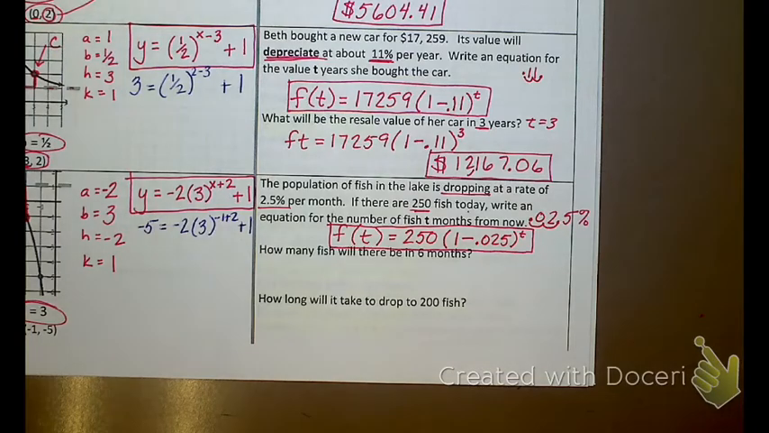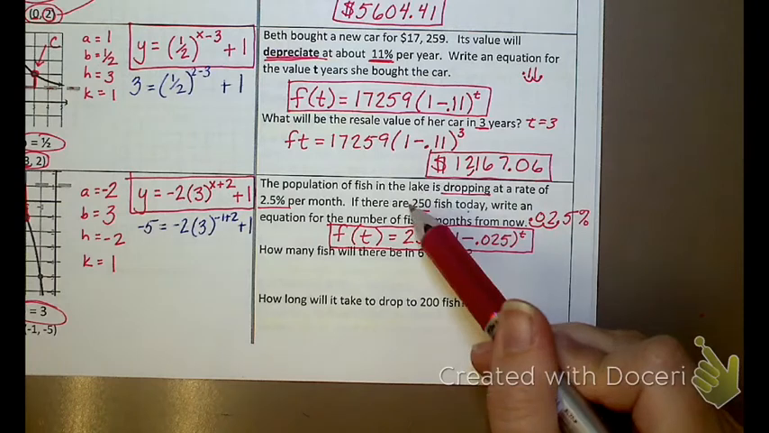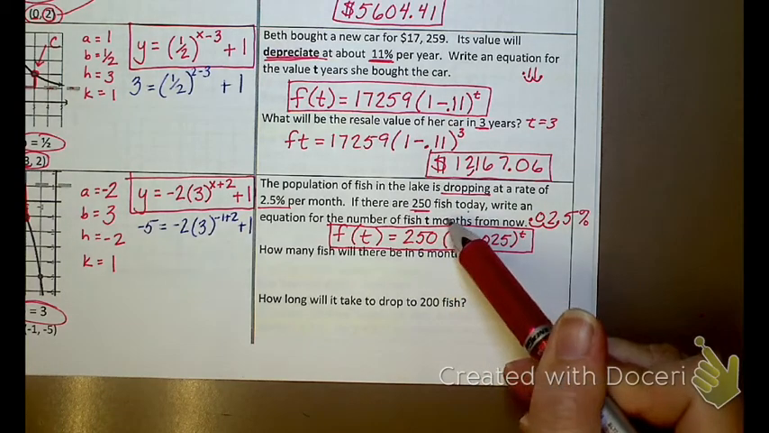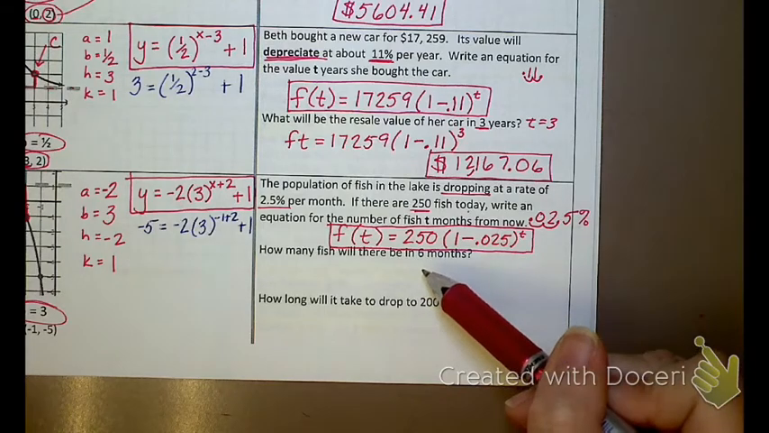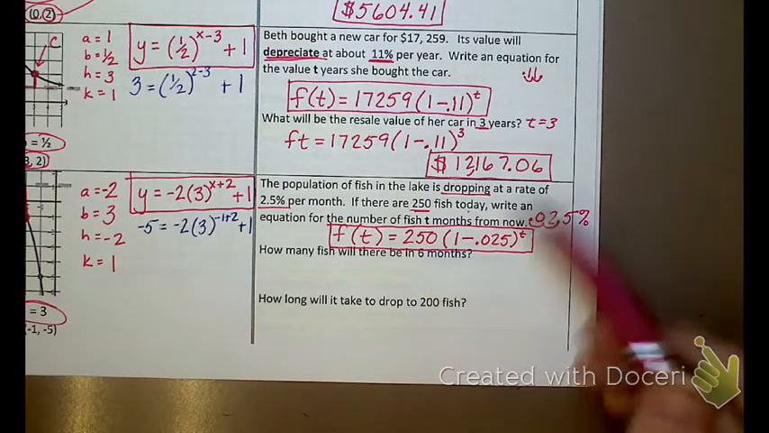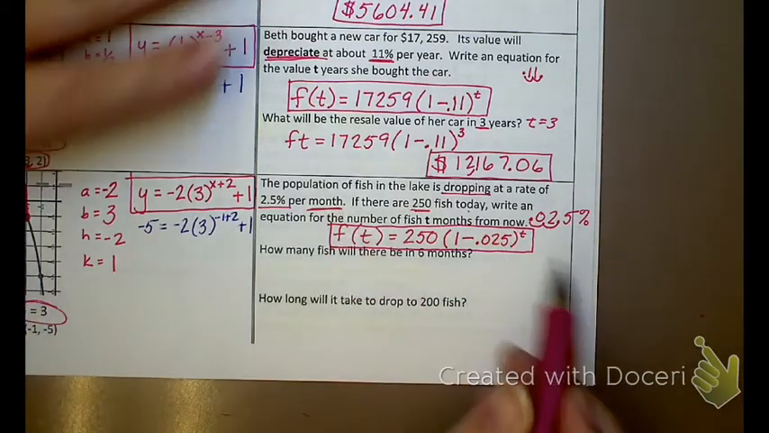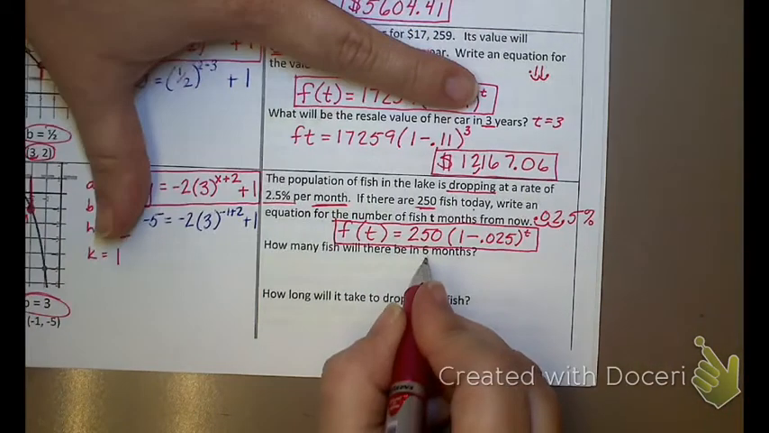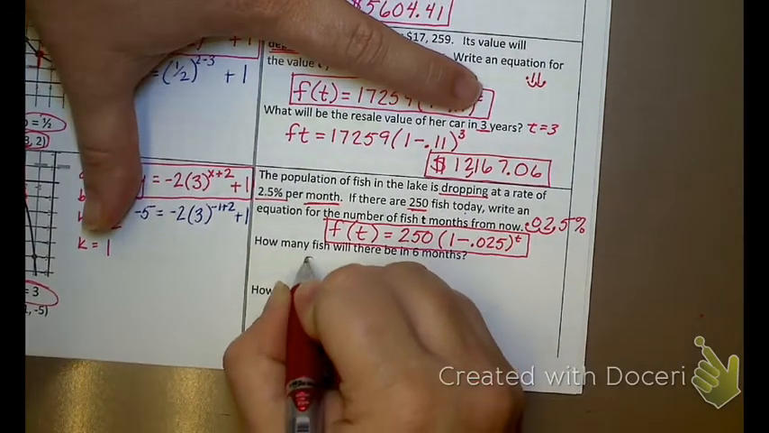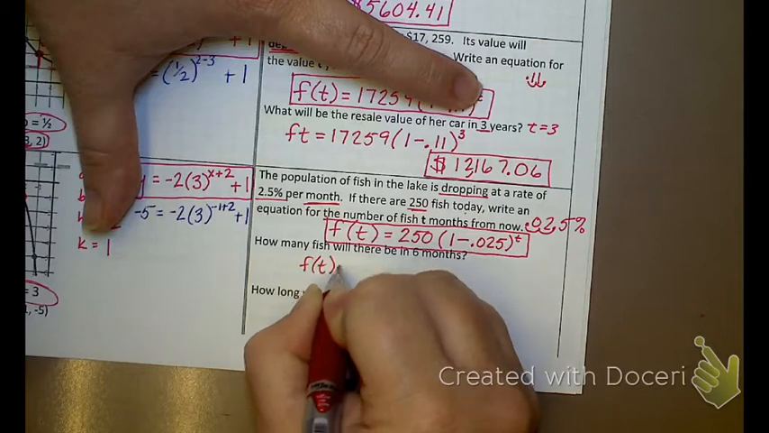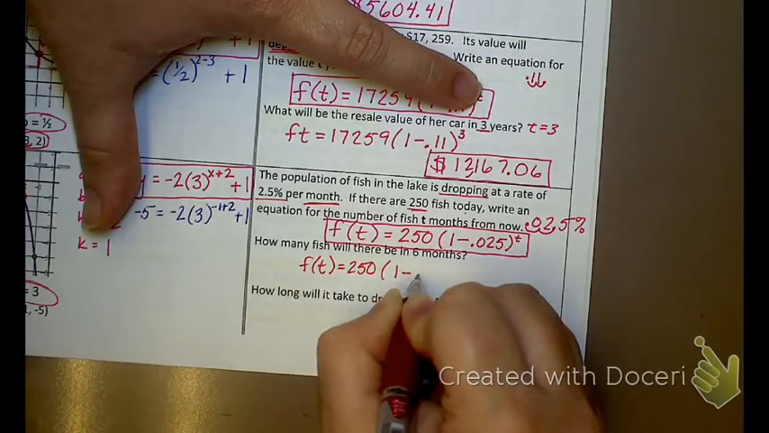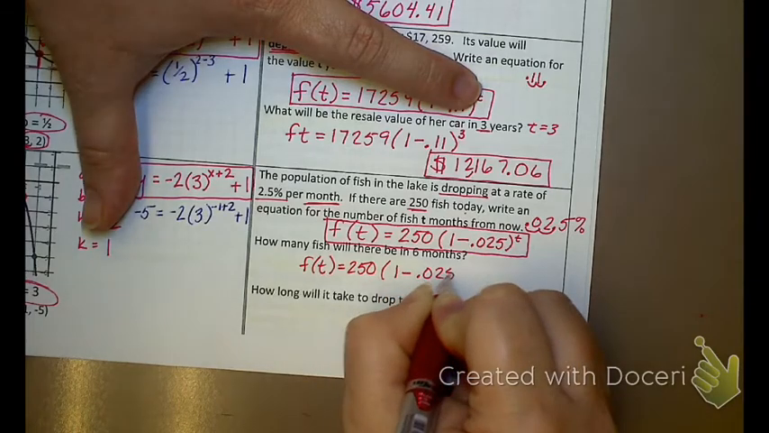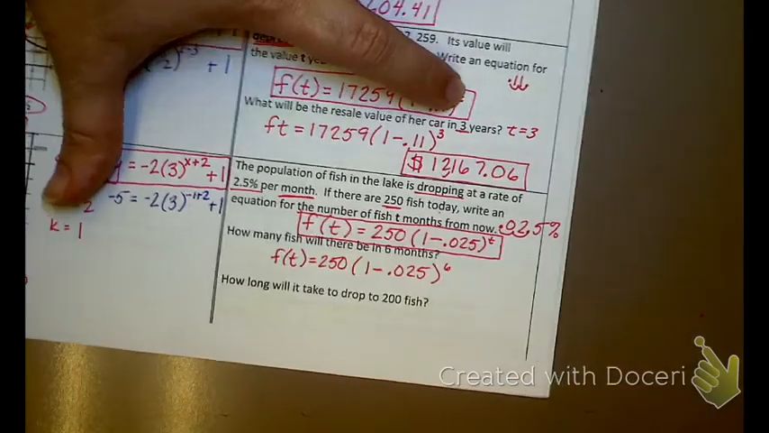Now I have to look at the fact that they're asking me about months, because if the problem is written in terms of years and then they ask me about 6 months, I have to change 6 months into half a year, so it'd be 0.5. But it looks like they're talking about months, so I don't need to worry about that. I can just keep it as the 6. So f of t equals 250 times 1 minus 0.025 to the 6th.